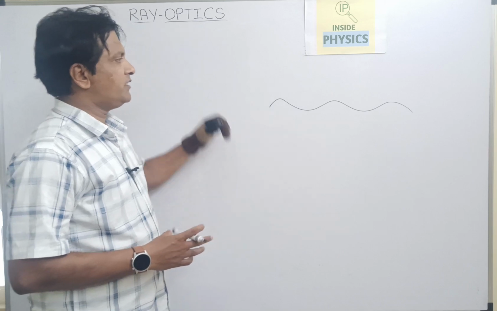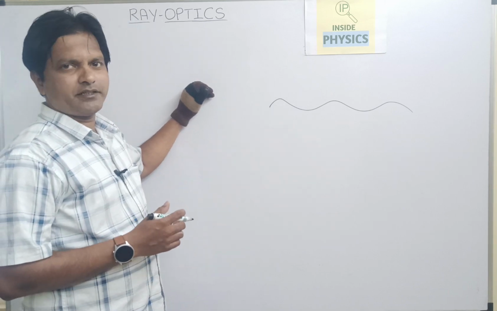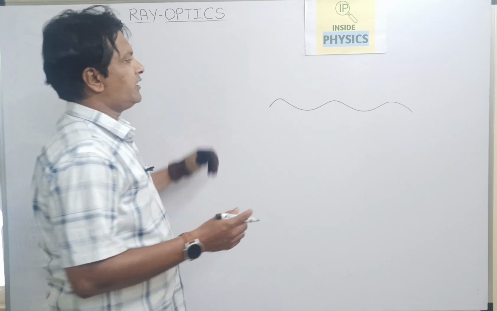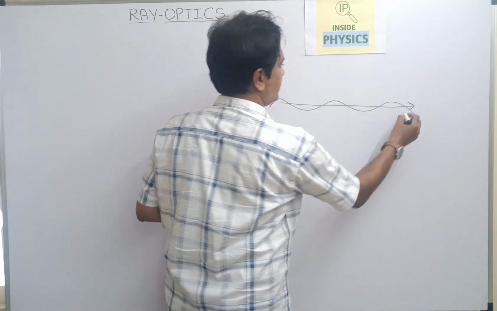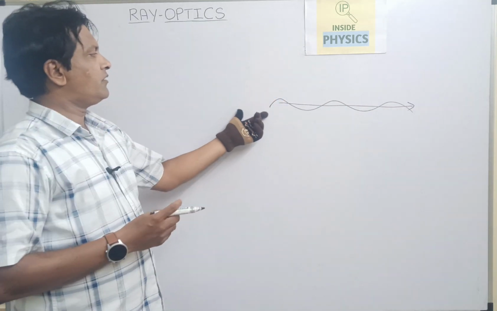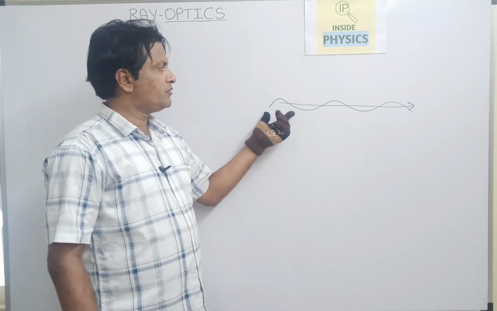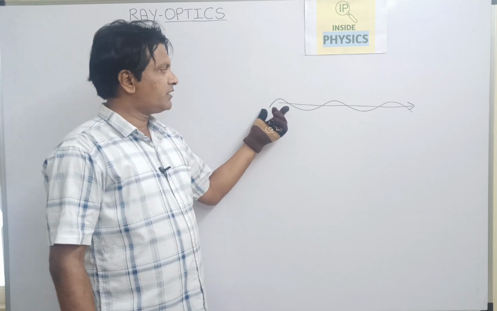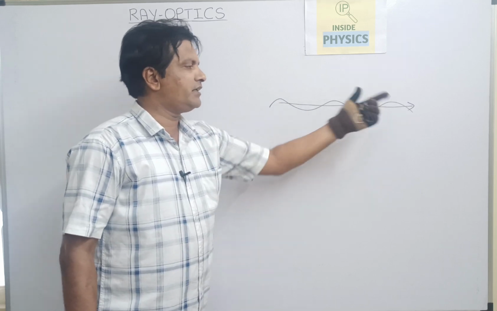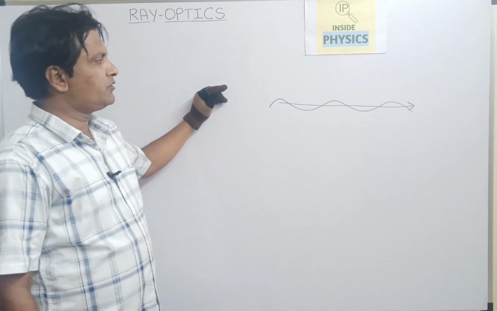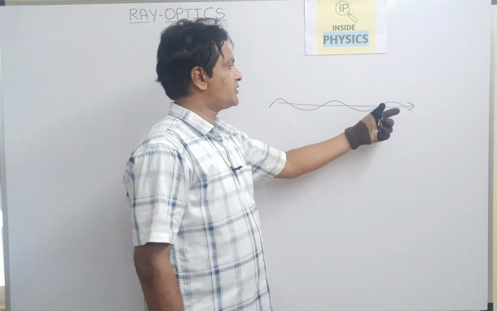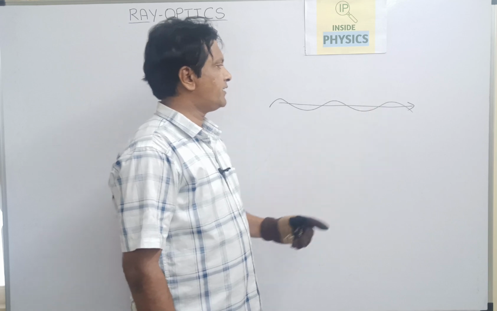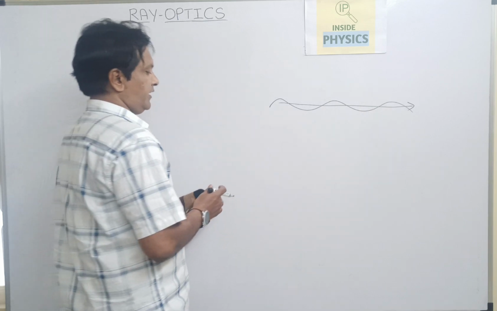If light is considered as an electromagnetic transverse wave, the direction of propagation of light is shown like this. For drawing ray diagrams, we usually take the wave as a straight line so that it is easy to draw the ray diagrams, and this straight line in the direction of the electromagnetic light wave is called a ray.